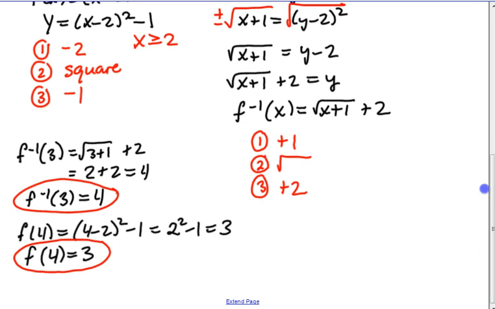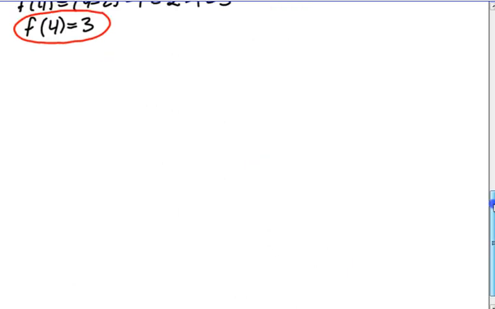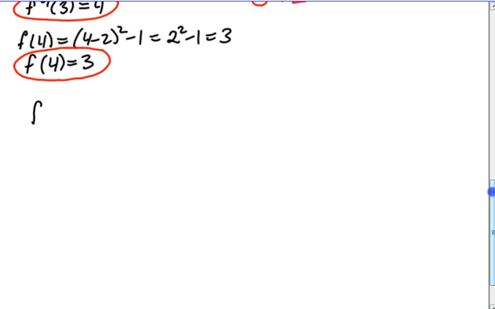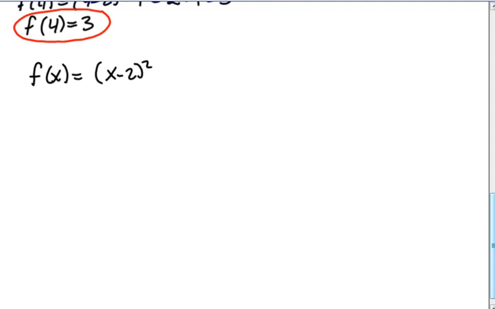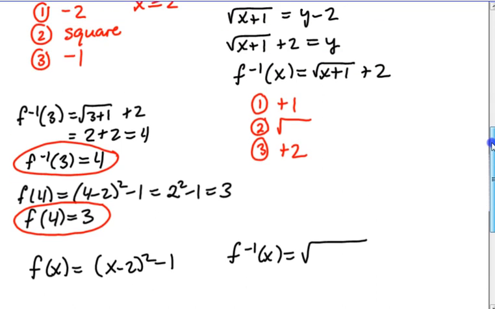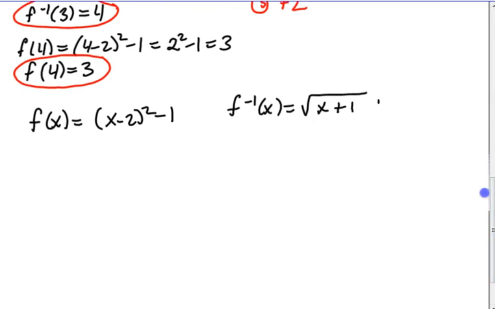Another way to show they're inverses is called composition of functions. So let me rewrite my function. f of x is (x minus 2) squared minus 1. f inverse of x is equal to the square root of x plus 1, plus 2. And remember, this has the restriction that x has to be greater than or equal to 2.